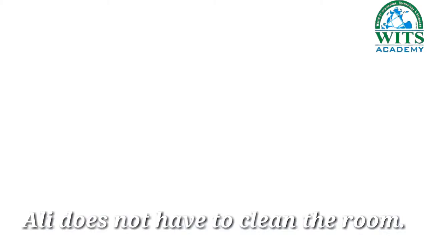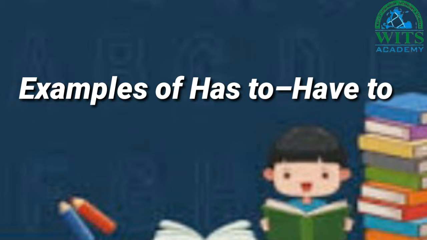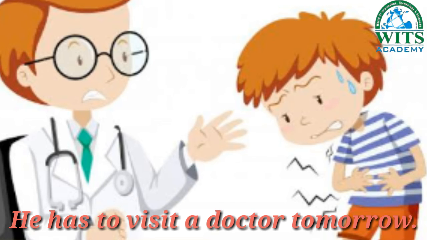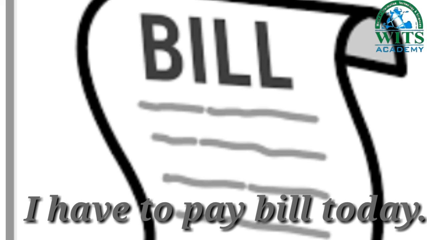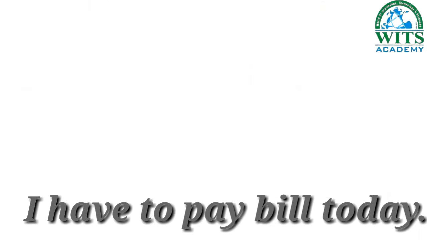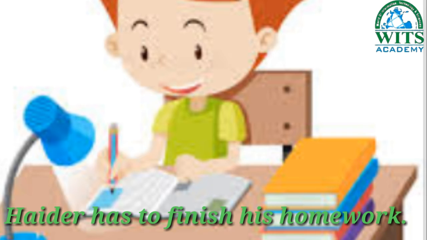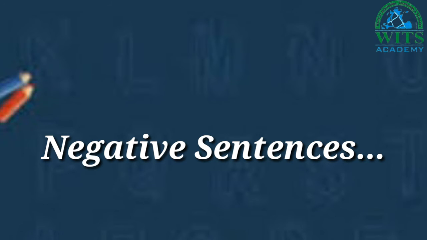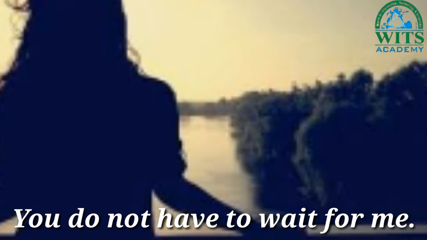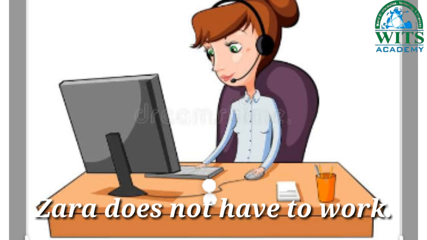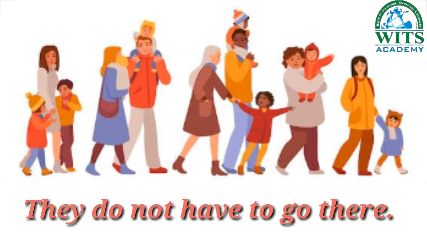Okay, dear students. Now have a glance over some more examples of has to or have to. Number 1, he has to visit a doctor tomorrow. Number 2, I have to pay the bill today. Number 3, Heather has to finish his homework. Now, students, come towards some negative sentences. Number 1, you do not have to wait for me. Zara does not have to work. They do not have to go there.